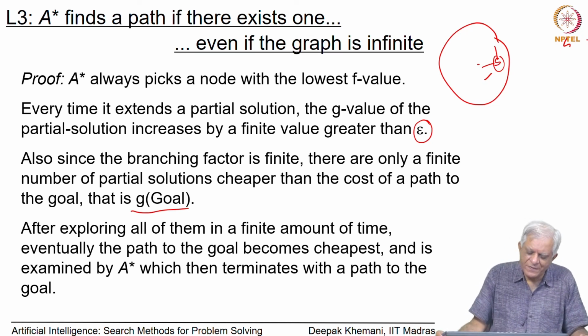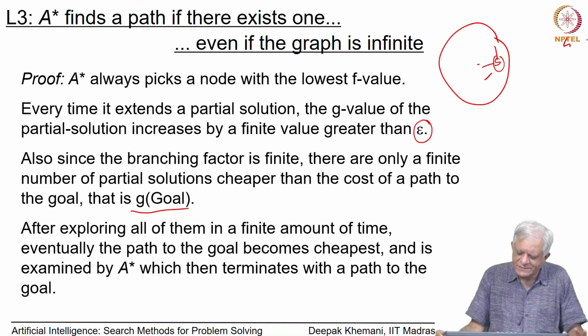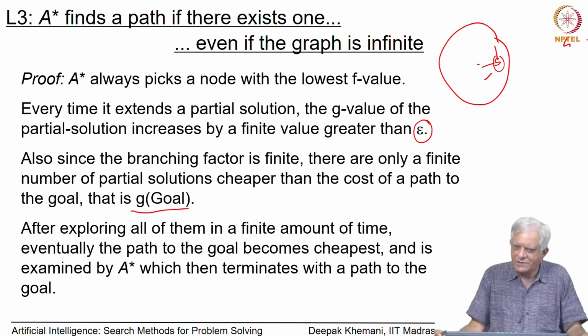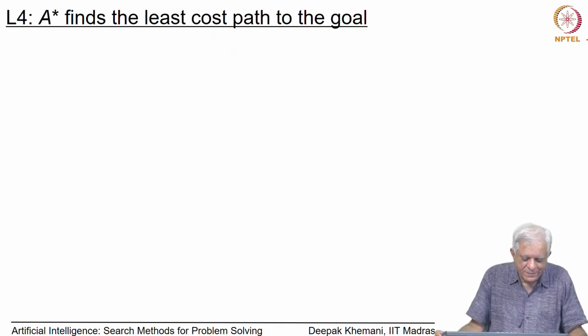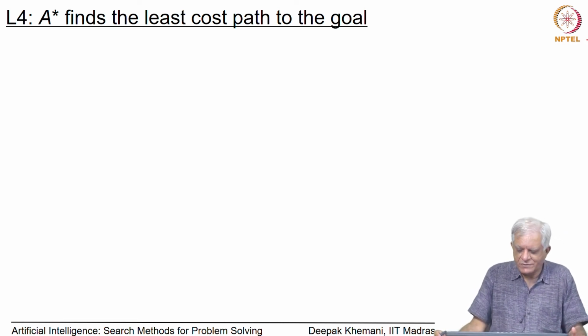The next thing we will show, lemma number 4, is that it will always terminate with an optimal path to the goal node. So, so far we have said that the algorithm, if there is a path to the goal, it does not matter if the state space is infinite. If there is a path to the goal, the path will have a finite cost, and because the algorithm always picks the node with the lowest f value, at some point this finite cost will become the lowest value and the algorithm will pick a path to the goal. Now, let us talk about optimality essentially. L4 states that A star finds the least cost path to the goal essentially.